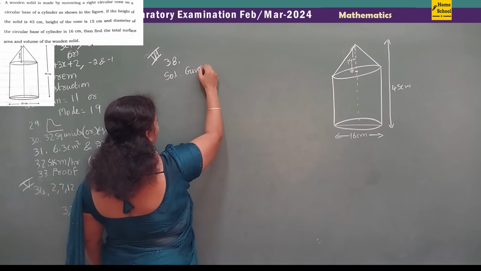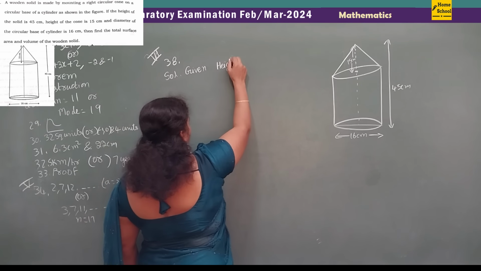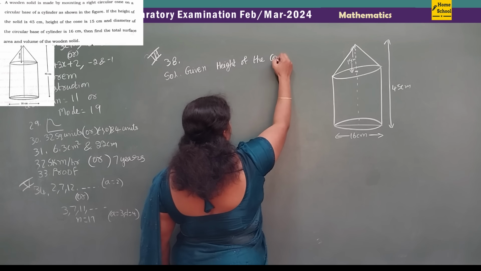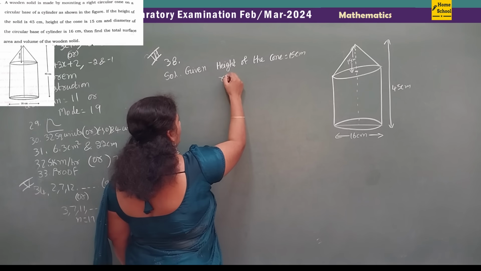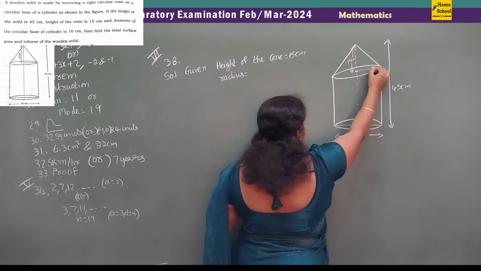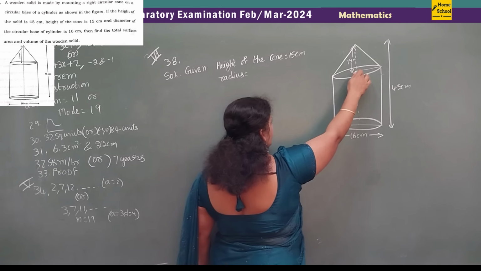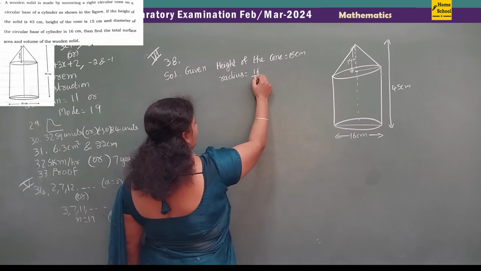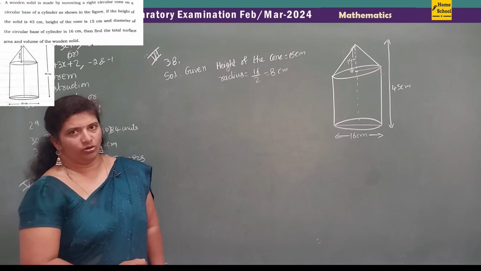Given, height of the cone is equal to 15 centimeters. And do we know radius of the cone? Yes. See here, this radius you want. Cylinder diameter and cone diameter is same. And cylinder radius and cone radius will be same. That is, diameter is 16 by 2 you do. 8 centimeters is the radius of the cone.